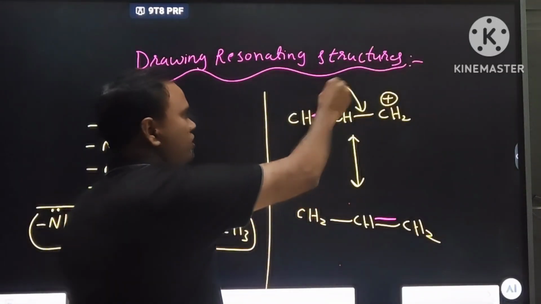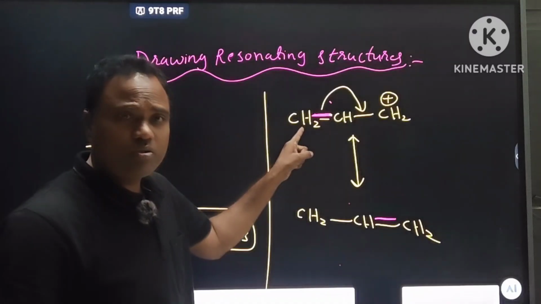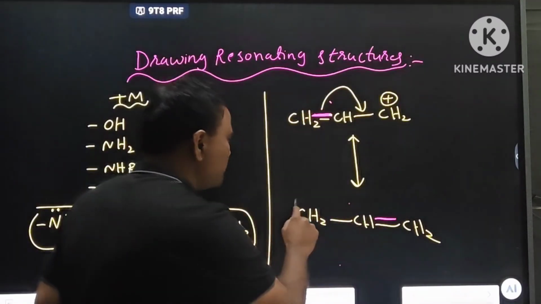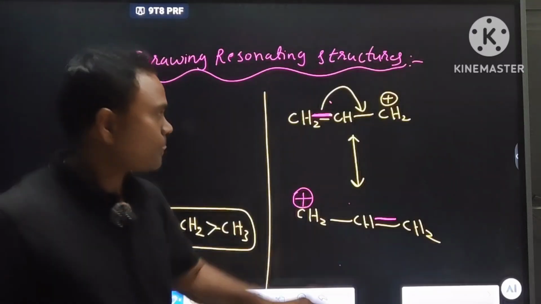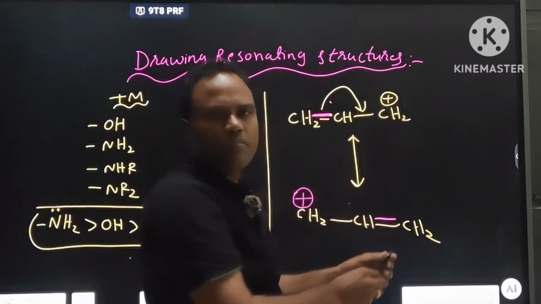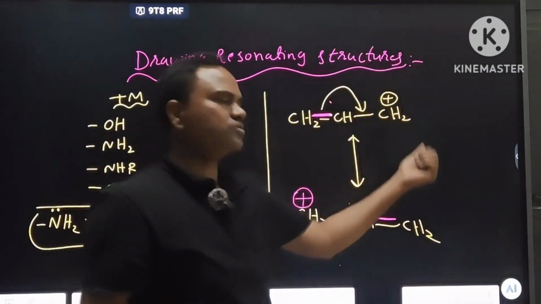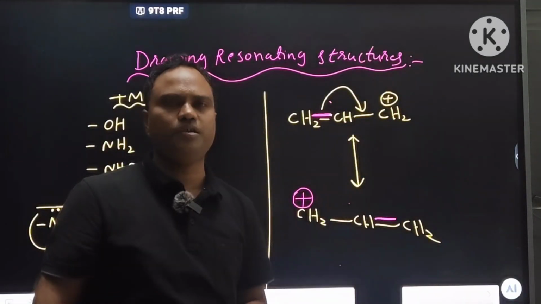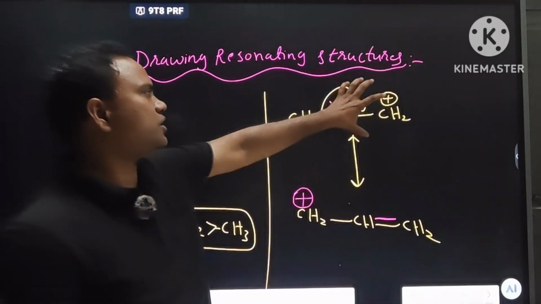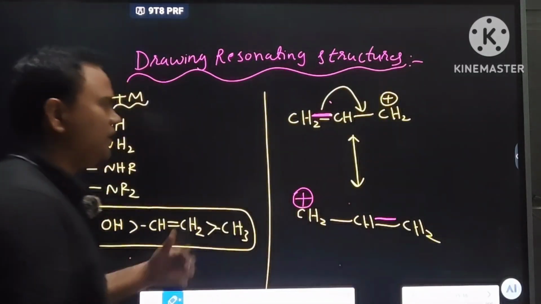This pink color bond is shifted in between these two. This carbon atom is losing the bond, so it will get a positive charge. And this carbon atom is gaining the bond. See, this bond is coming towards this carbon. Bond means negative only, right? And here it is positive. That's why neutralization is taking place. So if I ask you to draw the resonating structure for this, you have to draw this. Okay, right. Let us see another example.